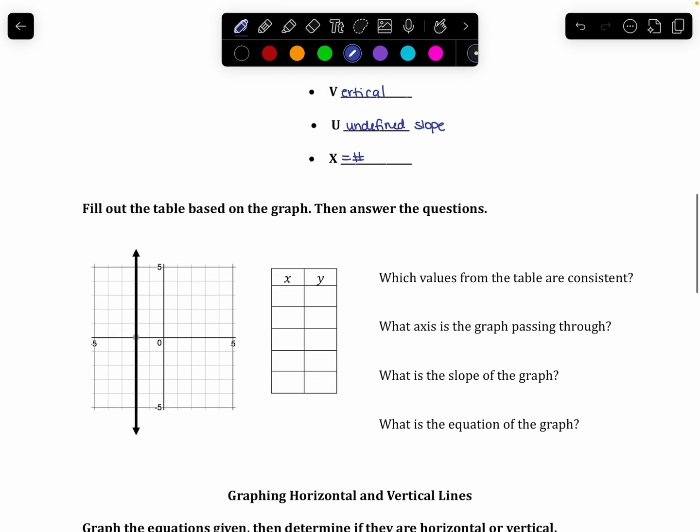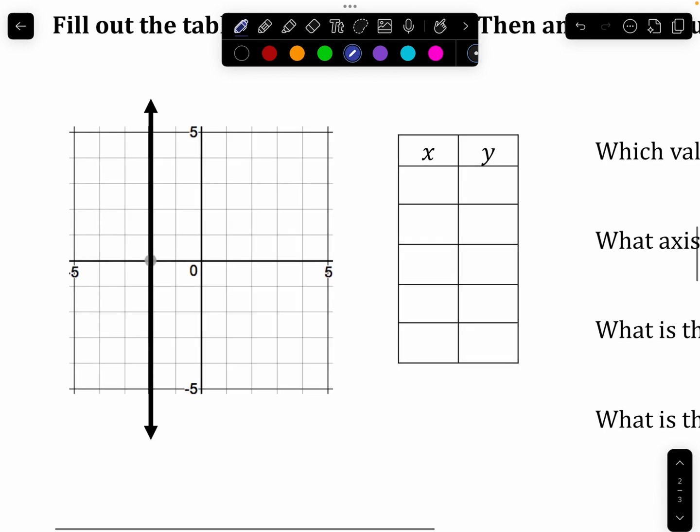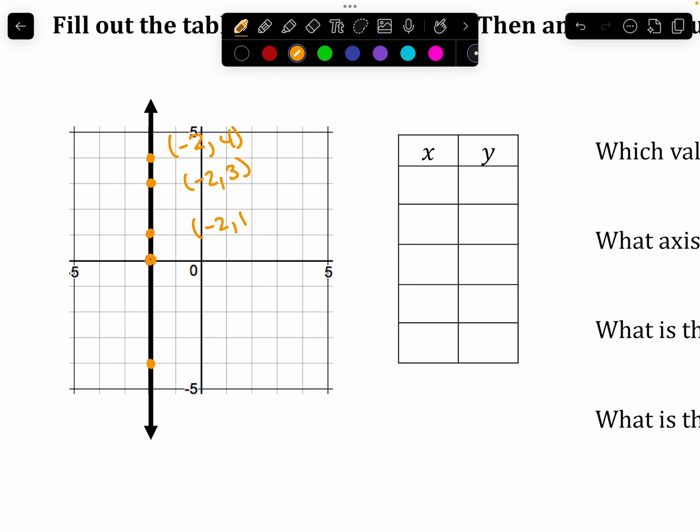So here we have a vertical line that is graphed. It says fill out the table based on the graph and answer the questions. So kind of like I did with the last problem, I'm going to just grab a couple of coordinates. This is -2, 4. This is -2, 3. This is -2, 1. This is -2, 0. And this is -2, 4. So we have -2, 4, -2, 3, -2, 1, -2, 0, and then -2, 4.